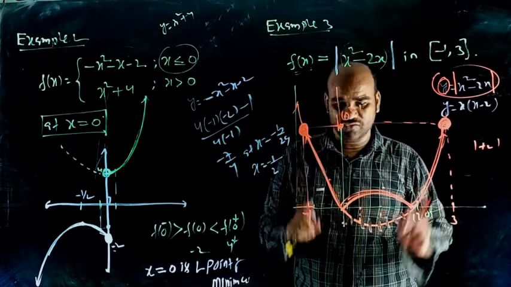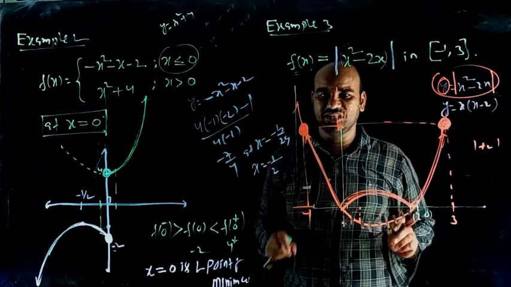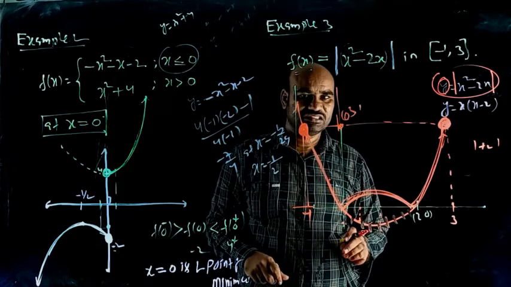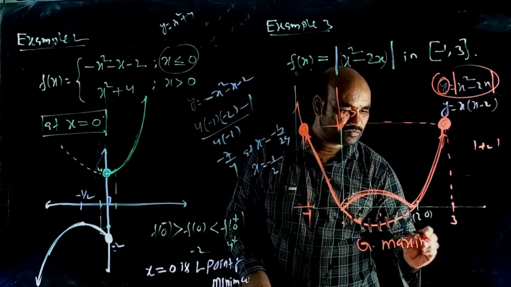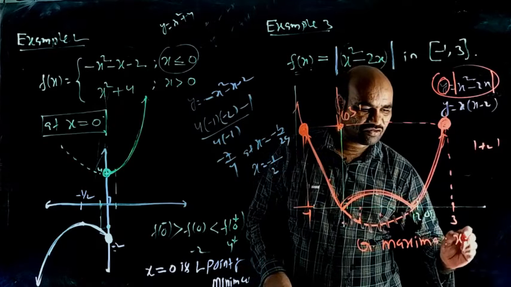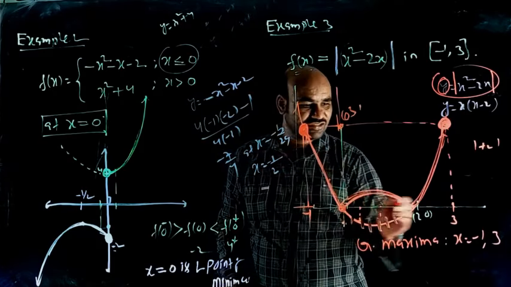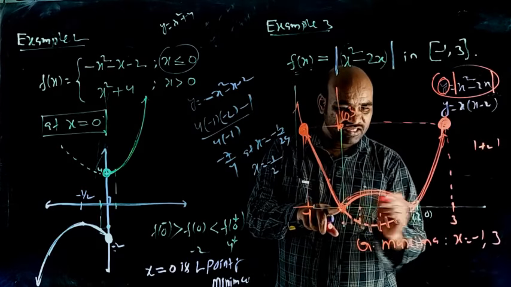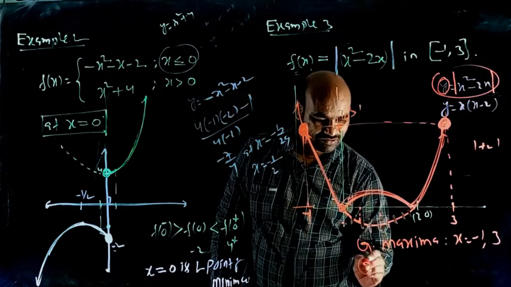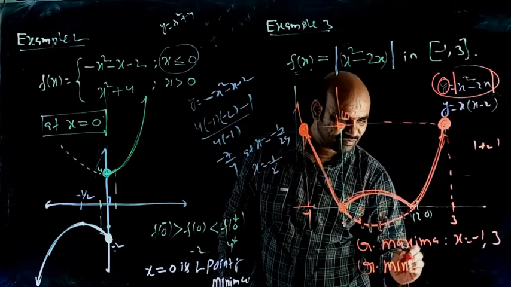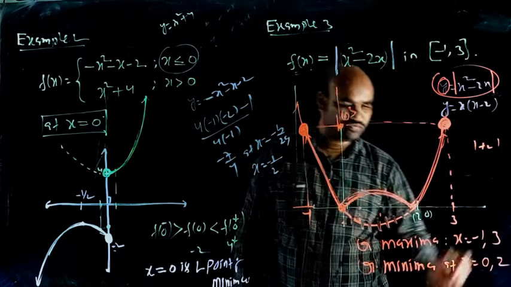Clearly observing the graph, you can say that minus 1 and 3 both are giving output as 3, which is the maximum value. That's why global maxima at x equal to minus 1 and 3. Okay. Next, x equal to 0 and x equal to 2 are giving global minima, at x is equal to 0 and 2.